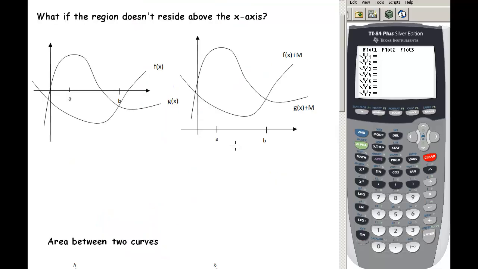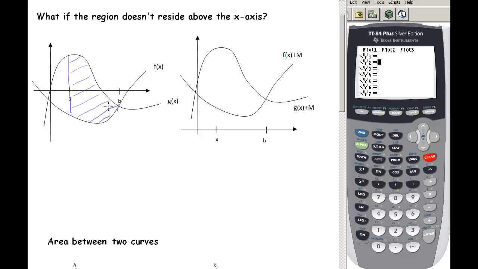So one interesting question is, what do we do if the region that we're looking for doesn't reside completely above the x-axis? So when we were doing the integral from a to b, if we were trying to find this area here, it's not completely obvious that this part in here would count correctly, because we would usually think of this as, say, negative.